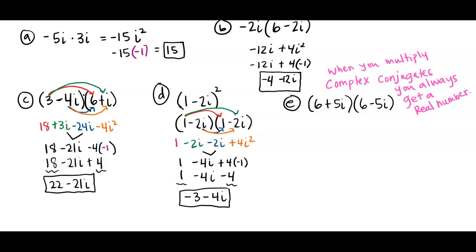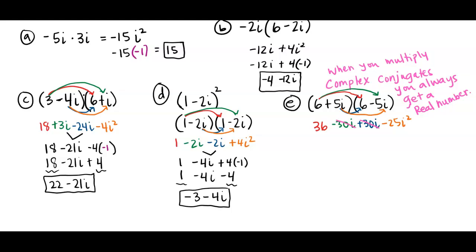All right, let me work through it really quick to show for those of you that didn't get that. So 6 times 6 is 36. And then 6 times negative 5i is a negative 30i. And then 5i times 6 is a positive 30i. And then I have my last terms, 5i times a negative 5i is negative 25i squared. So I can see what happens with these conjugates is those middle terms cancel out. Those are just gone.